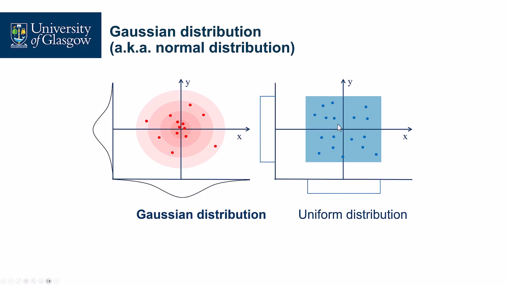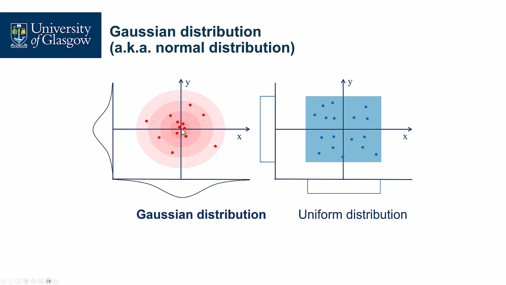For example, in this figure, let's cut the space by the two axes into 4 parts. We can see that in each part, the number of points is similar. Ideally, it should be the same. So this is uniformly distributed. But considering the Gaussian distribution in the left figure, we find things are different.